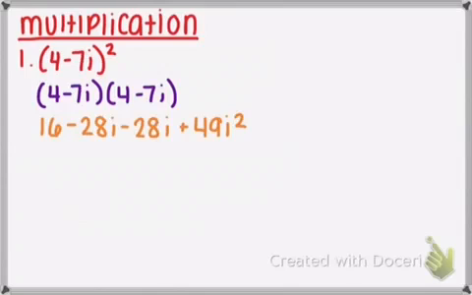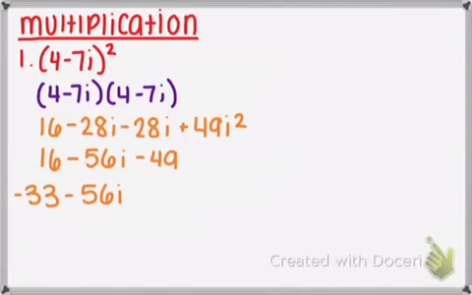And now you do the same as addition, and you put the like terms together. So it would be 16, and then negative 28i plus negative 28i, which would give you negative 56i. Since the i squared turns into negative 1, it'd be negative 49, and then you do 16 plus negative 49, giving you negative 33, and the negative 56i would stay the same.